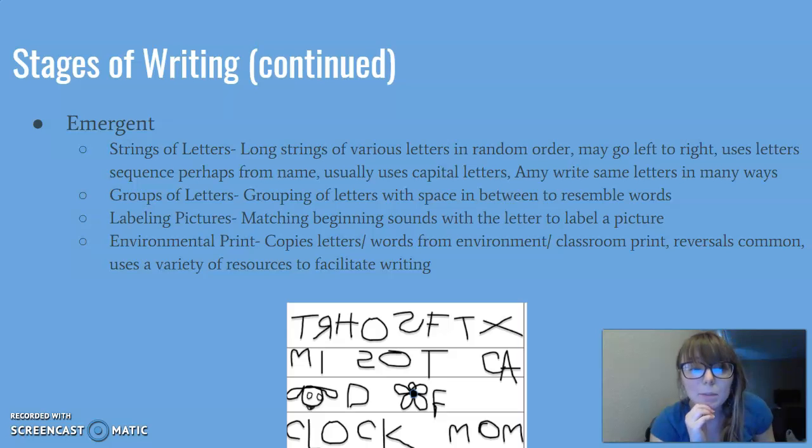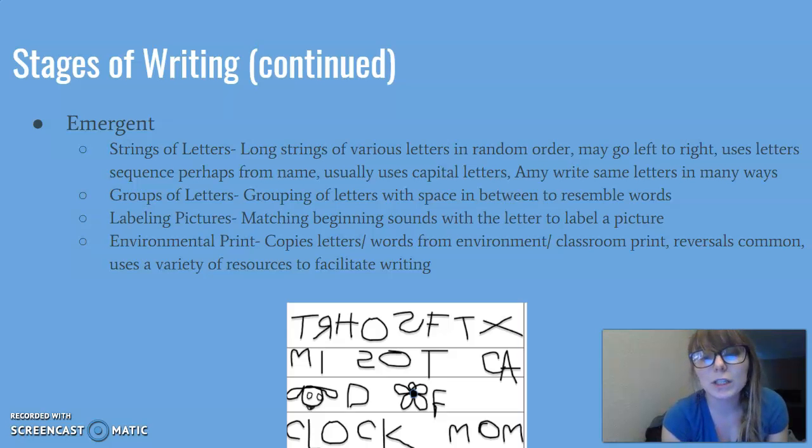The next one is labeling pictures. You match beginning sounds with the letter to label a picture. So for instance, in that third one, they drew a dog, so D, and then the next one they drew a flower, so F. The next one is environmental print.